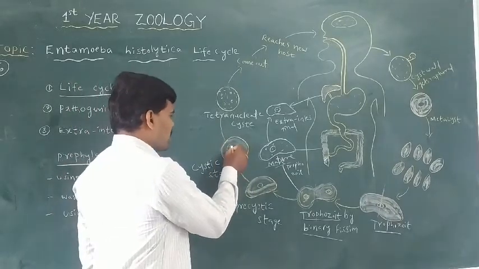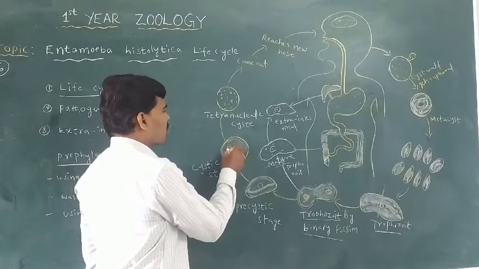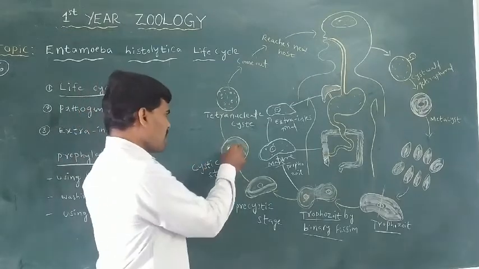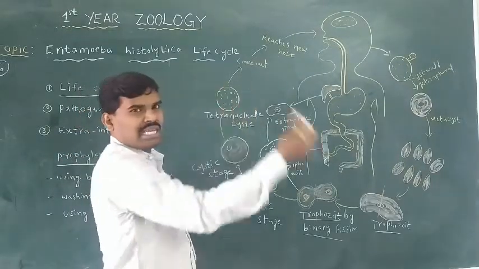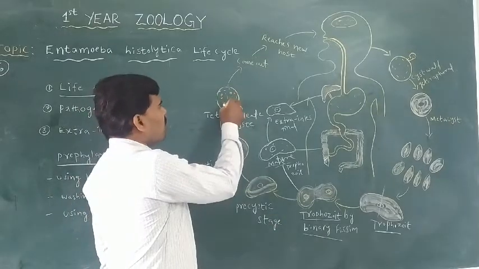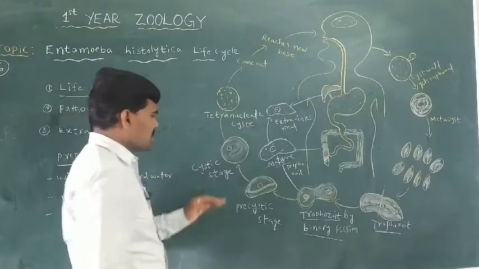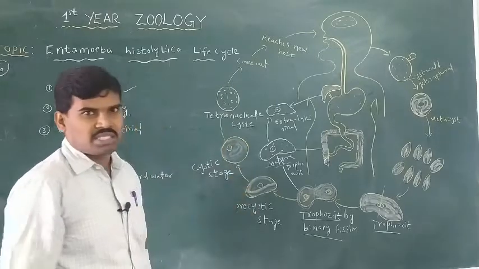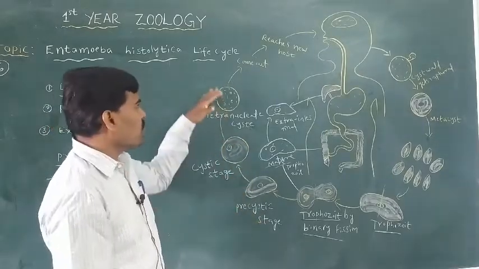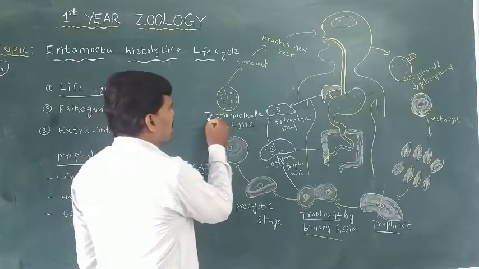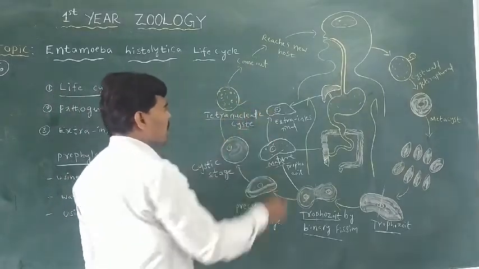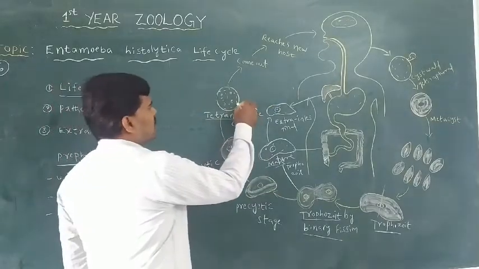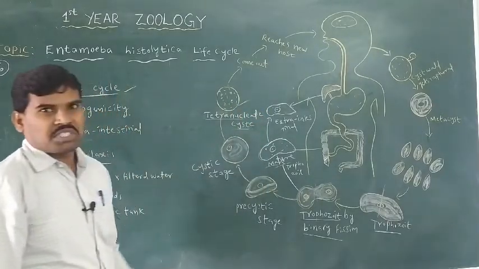The cystic stage has only one nucleus at first. At the end of the cystic stage, the nucleus divides two times by binary fission. One binary fission gives two nuclei, then the second binary fission gives four nuclei in total. This stage is called the tetranucleate cyst, or tetranucleate stage, of Entamoeba histolytica.